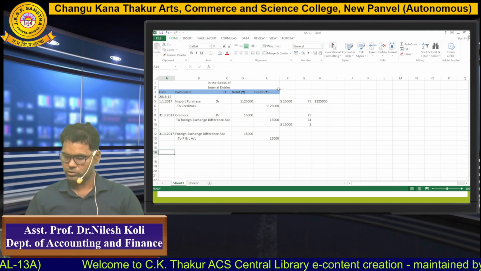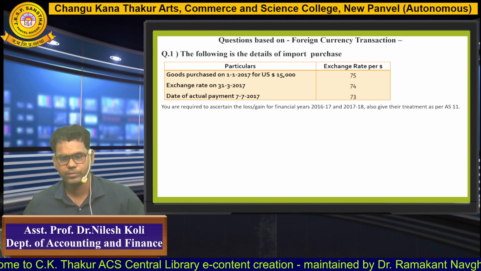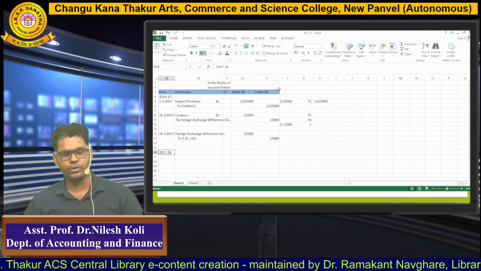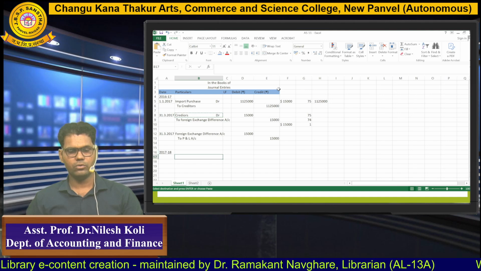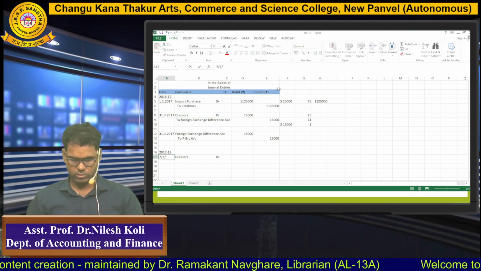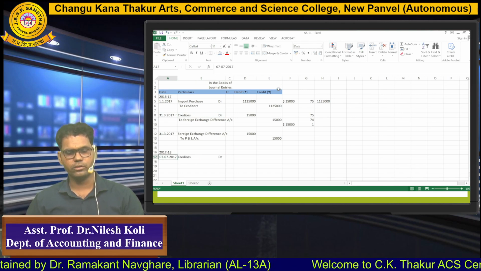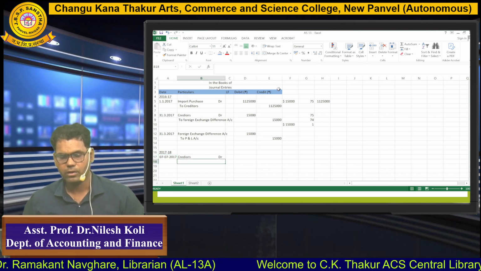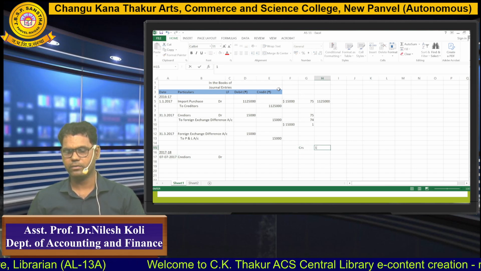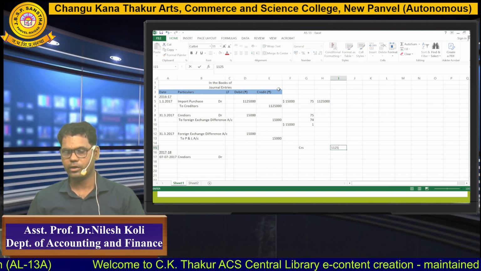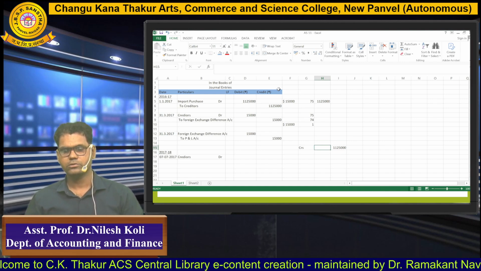Now the second part, 2017-18. The date of actual payment is 7/7/2017 at rupees 73 per dollar. So we are making the payment to the creditors, creditors account debit. Now see, previously the balance of the creditors was 11,25,000, at the rate of 75.